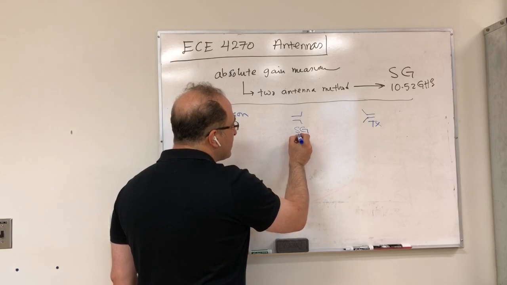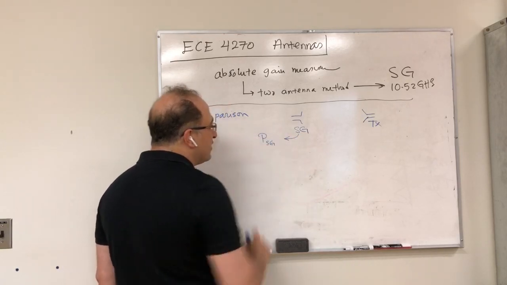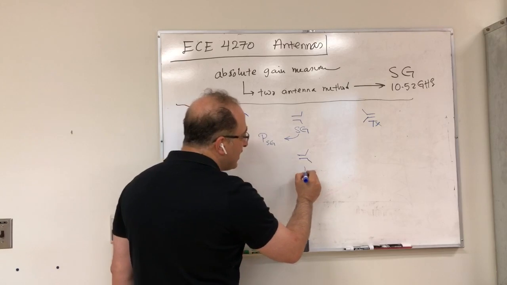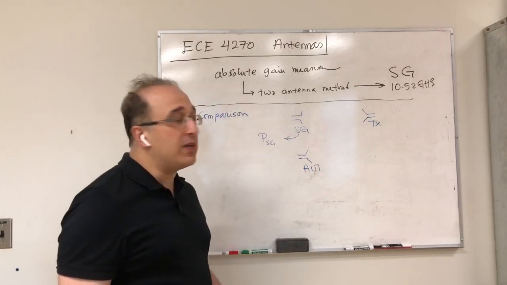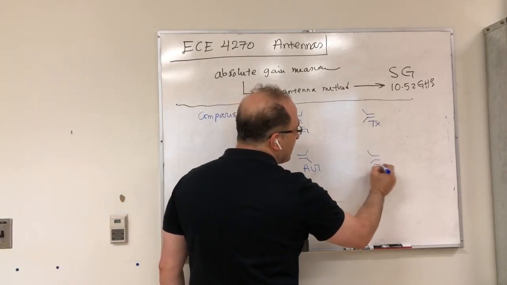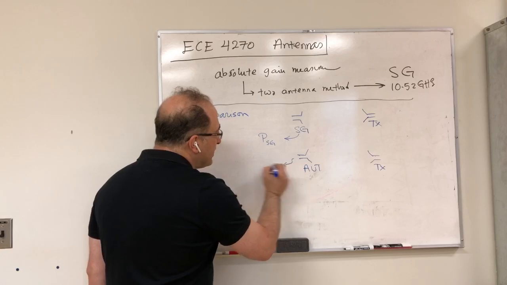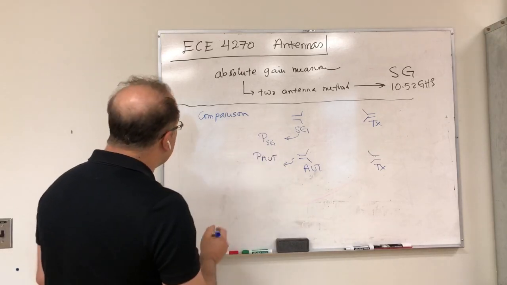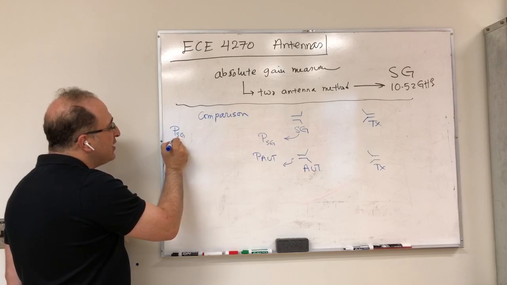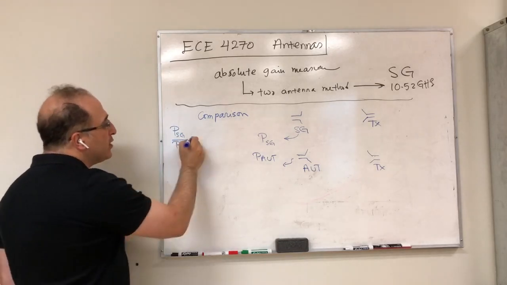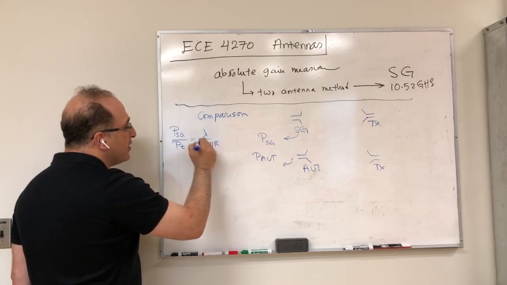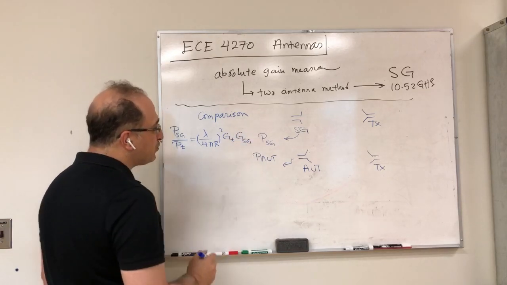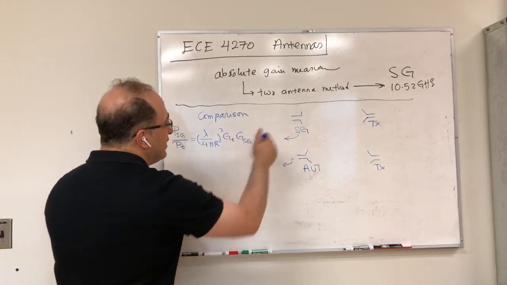Let's call that P_SG, the power received by the standard gain. Now we're going to do another measurement. This time, instead of a standard gain, we're going to put the antenna under test, in our case the smaller horn, and we're going to keep the same transmitter. The received power by this, let's call it P_AUT. Now, if I write my Friis equation for this case, I'm going to have P_SG divided by P transmit equal to (lambda over 4 pi R) squared times gain of transmit times gain of the standard gain. So that's what I have in this case.